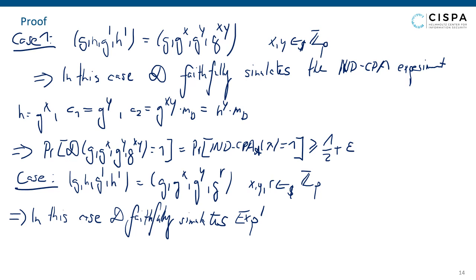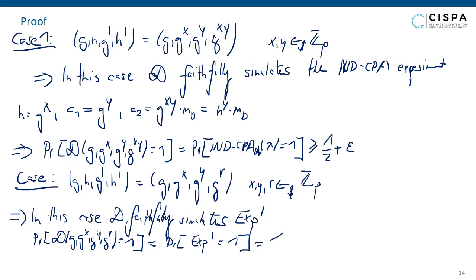That is, the probability that D on input G, G to the X, G to the Y, G to the R outputs 1 is, of course, the same as the probability that X' equals 1. But we've seen that by the security of the one-time pad, this is exactly 1/2.